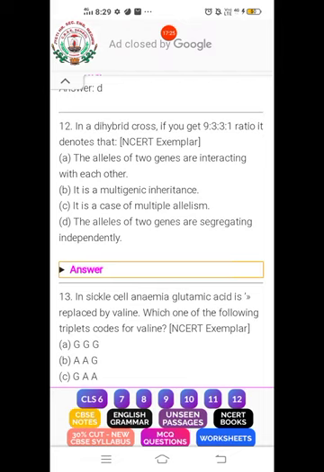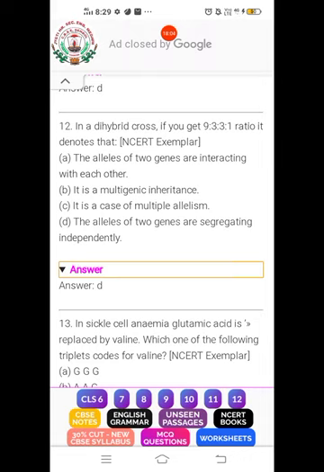Hybrid cross: if you get a 9:3:3:1 ratio, it denotes that the alleles of two genes are interacting with each other; it is a multi-genetic inheritance; it is a case of multiple allelism; the alleles of two genes are segregating independently. So if you get a 9:3:3:1 ratio, it confirms what? The law of independent assortment, isn't it? So the answer will be that the alleles of two genes are segregating independently. Is it clear?